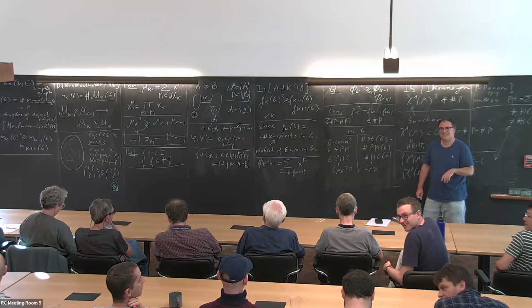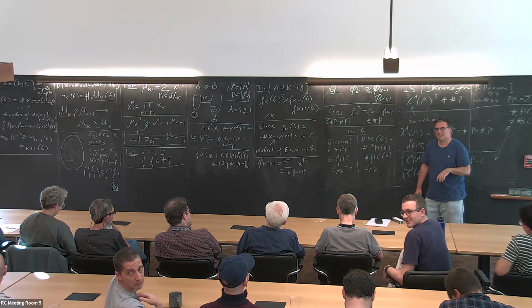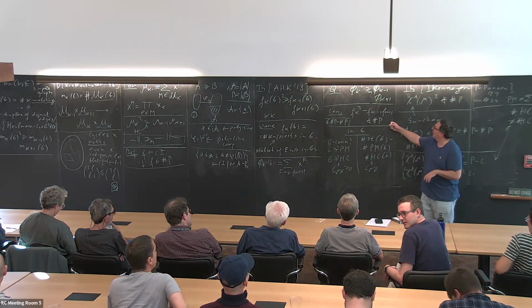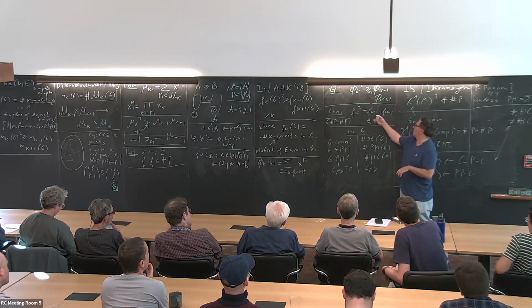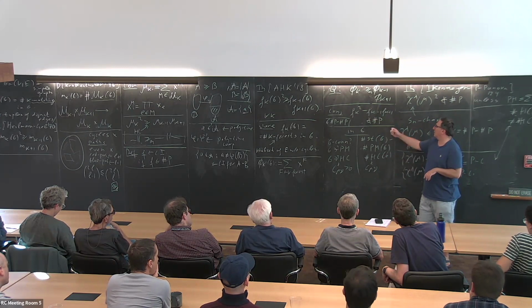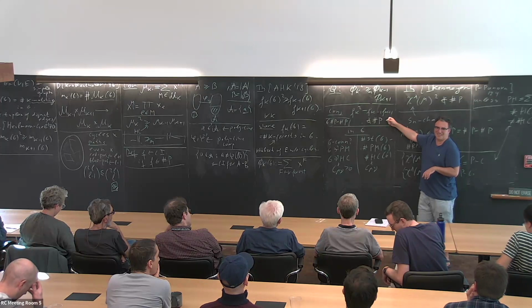Do you have a specific intuition for why you expect your conjecture, this difference of functions, not to be in sharp P, other than that people have tried it for a long time? Yeah. So I do, but it's much too vague to answer in public.